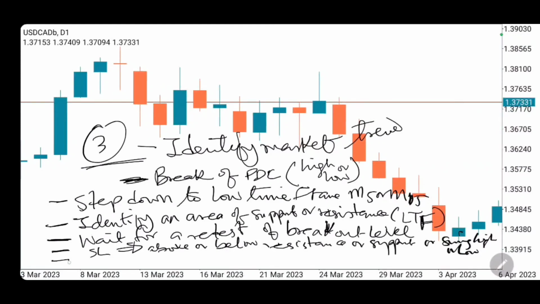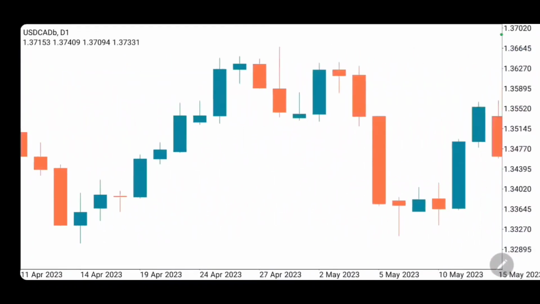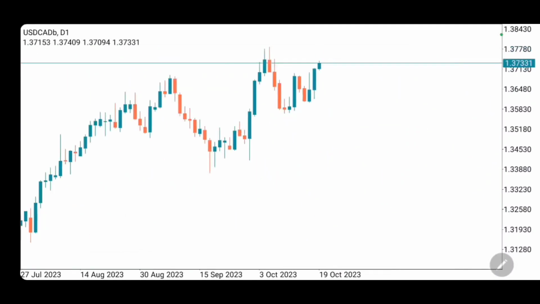For your TP, your take profit, you can actually do a trailing stop loss. You can do a trailing stop loss for your take profit, or you might just want to do 1:2 or 1:3 or more, as the case might be. All right, so now I want to show you on the chart how this actually works.